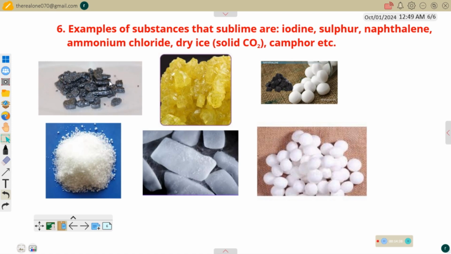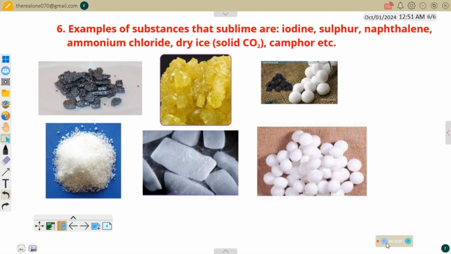This is iodine crystal. It is black in color. Then this is sulfur. So it is yellow in color. And this is naphthalene. So it's looking like camphor, but they are two different substances. They are not the same thing. So don't confuse both of them. The difference between both of them will be explained later.